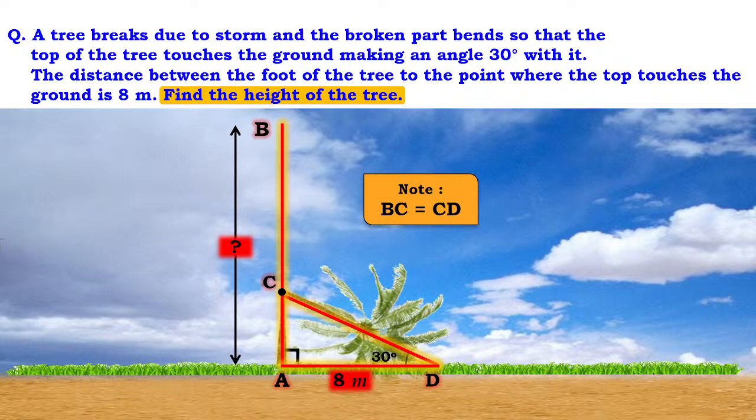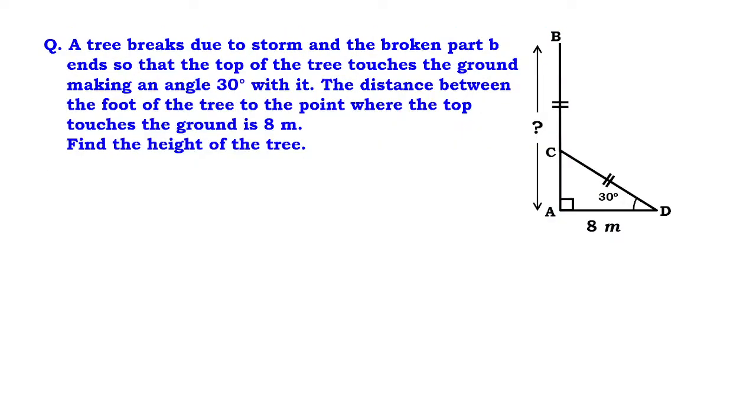Sorry, BC is equal to CD. Correct. So that is the hypotenuse. Correct. So now this broken part is touching here. So BC is equal to CD. Now look at this. The diagram looks like this.